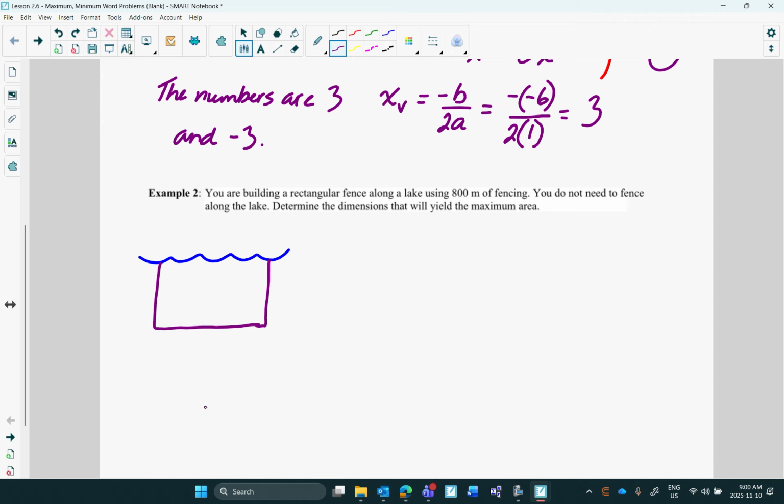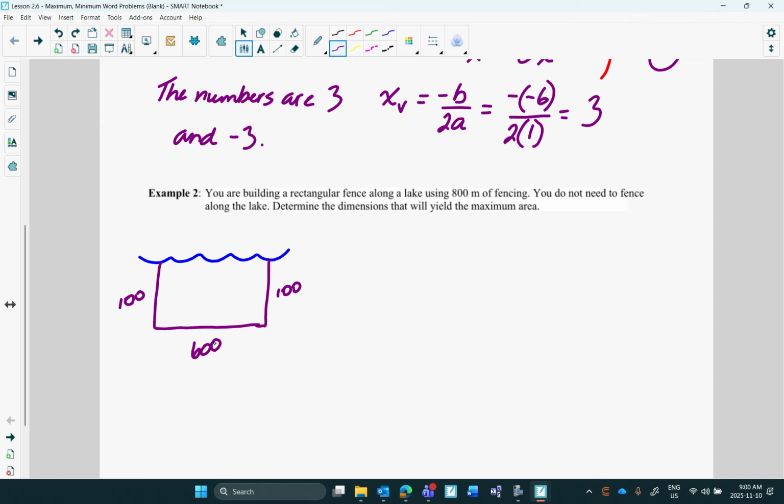Okay? Again, you could guess and check, but it's not very efficient. Like, what if I said, okay, I'm going to use 100 meters of fencing there. Don't write this down. Which means this must be 100. And this must be, because I'm only allowed 800 meters of fencing, 800. No, I've already used 200. 600. So there's a possible answer.